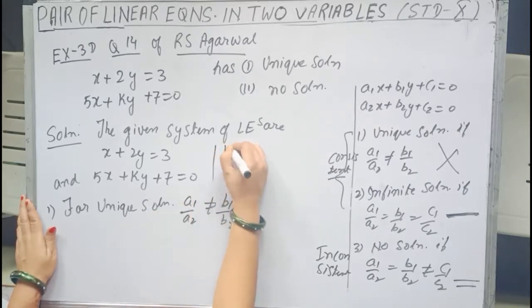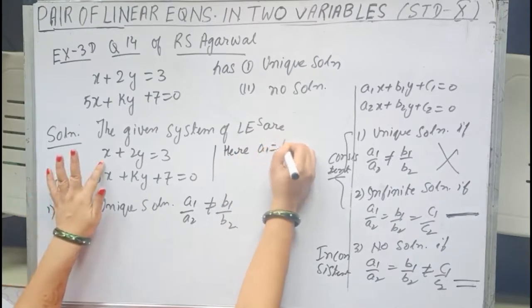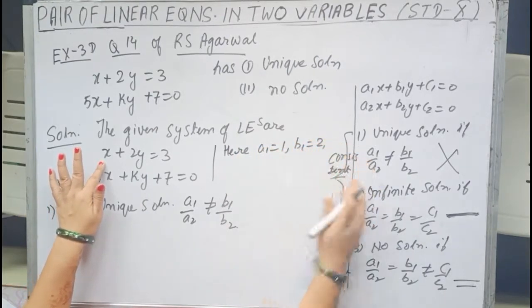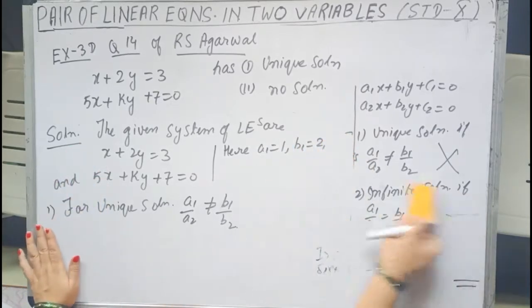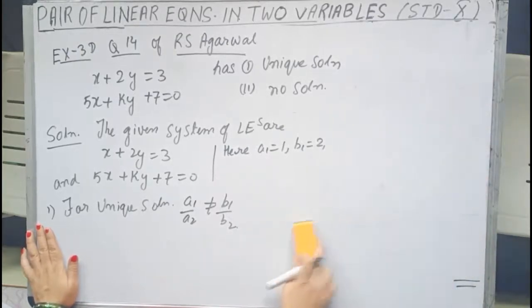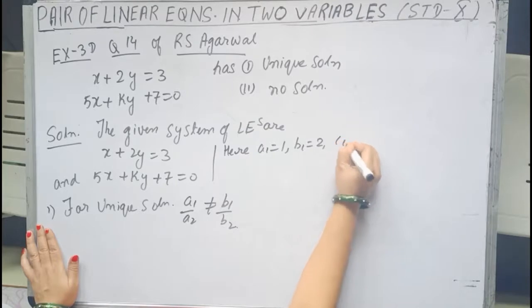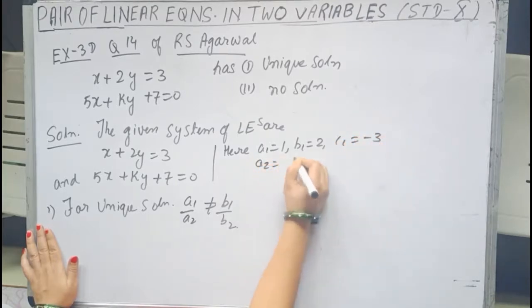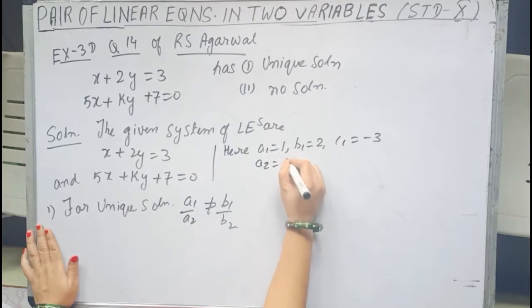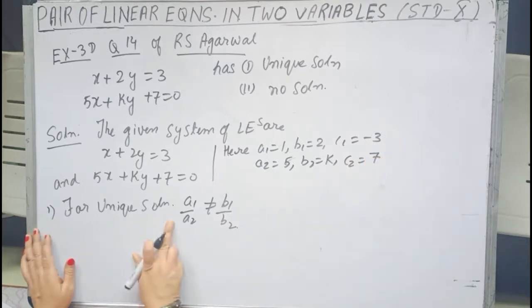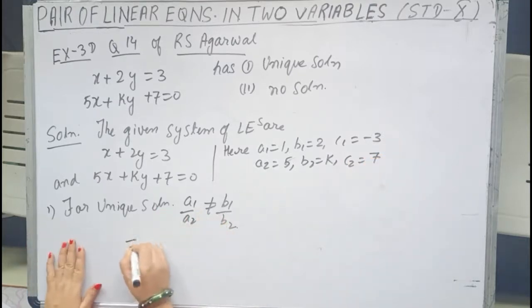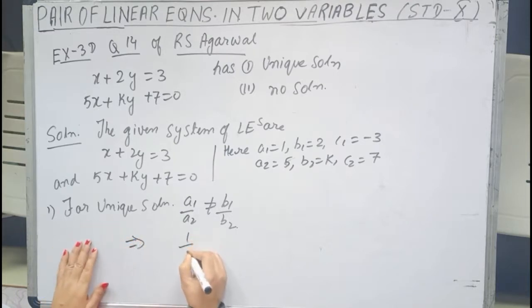Now here we can write a1 equals to 1, b1 equals to 2. I am rubbing this whole condition only. And c1 equals to minus 3, a2 equals to 5, b2 equals to k and c2 equals to 7. Now for unique solution a1 by a2 not equals to b1 by b2. This implies, let us put the value, 1 by 5 not equals to 2 by k. This implies k not equals to 10.